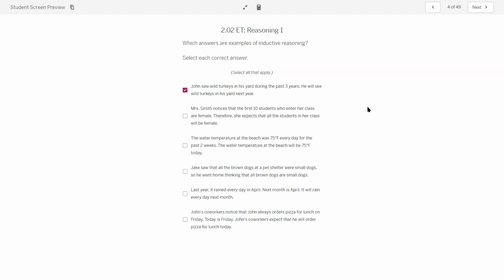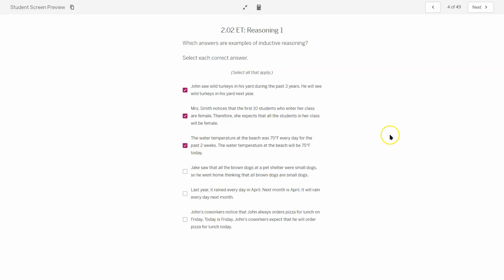Miss Smith notices that the first 10 students who enter her class are females. We notice something very specific. Therefore, she expects that all students in her class will be females. She assumes something from what she noticed. The water temperature at the beach was 75 degrees every day for the past 2 weeks. Therefore, the water temperature at the beach will be 75 degrees today. We assume something. That's inductive reasoning.